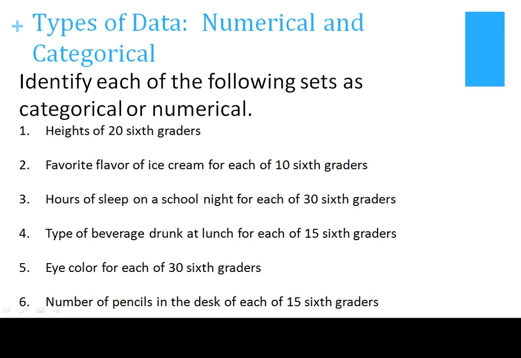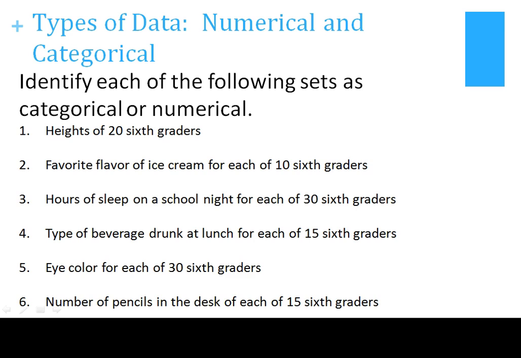Let's continue. Question two, the favorite ice cream flavor of each of the 10 sixth graders. Numerical or categorical? Think about the answer they would respond with. What is your favorite flavor of ice cream? Do you think a student might say 12? Oh, my favorite flavor is 37. No. Of course, the answers will be categorical.